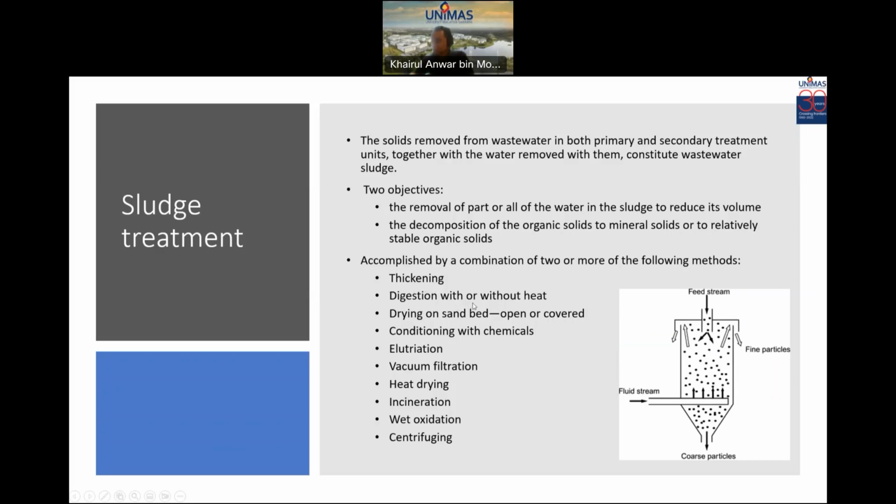thickening, digestion with or without heat, drying on sand beds, open or covered, conditioning with chemicals, elutriation, vacuum filtration, heat drying, incineration, wet oxidation, and centrifuging.